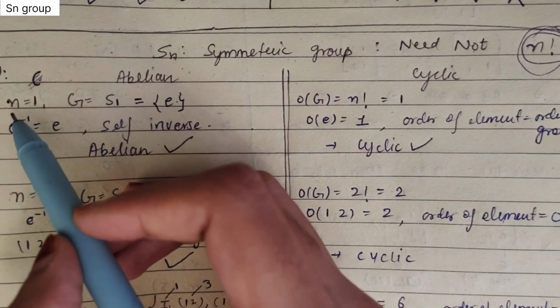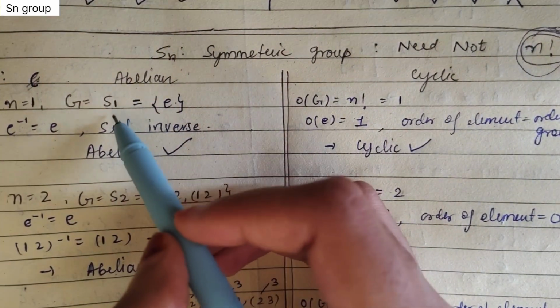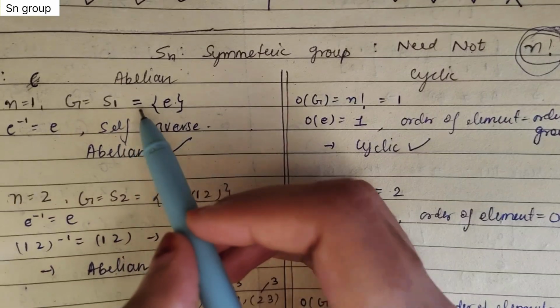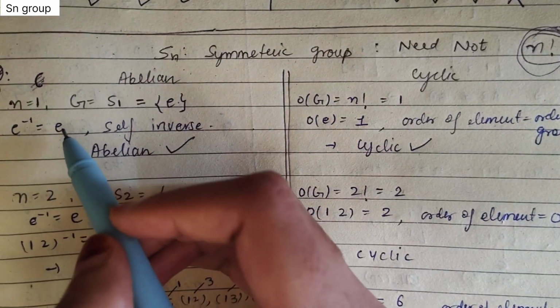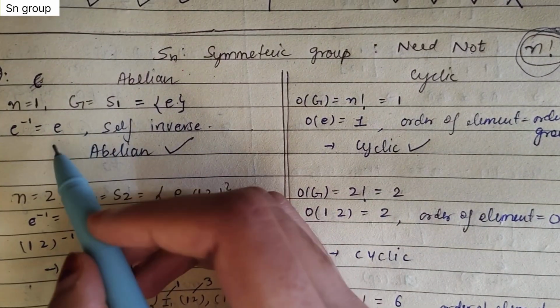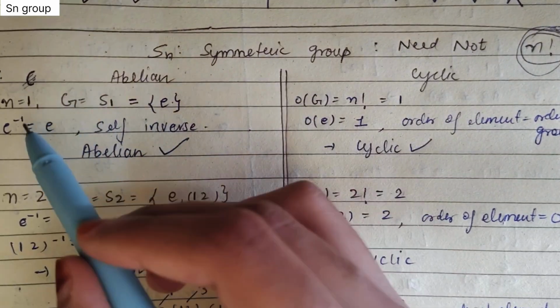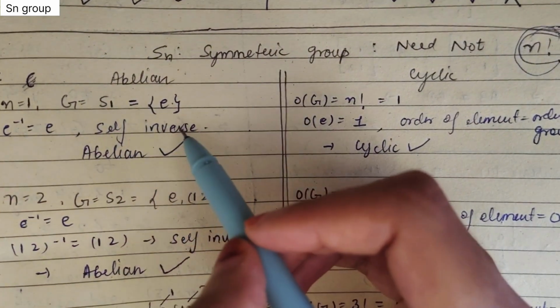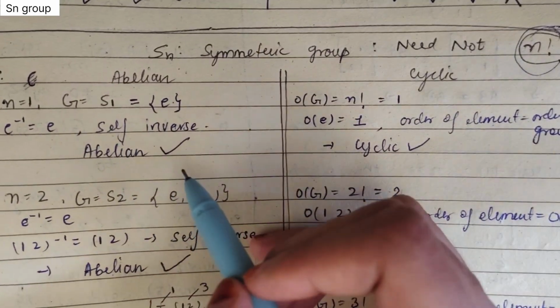First I am taking n equals 1. N equals 1 gives us G equals S1, the symmetric group of order 1. S1 has only one element, that is the identity, right? And we know that the identity's inverse is the identity only. So here we have only one element whose inverse is itself. Every element is self-inverse, so this is the property of an abelian group. So this implies S1 is abelian.